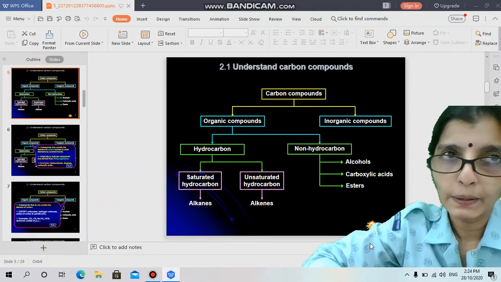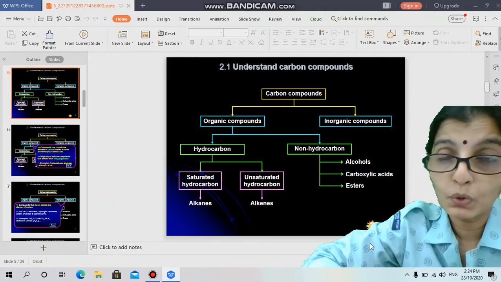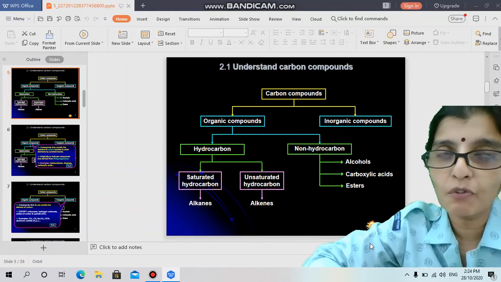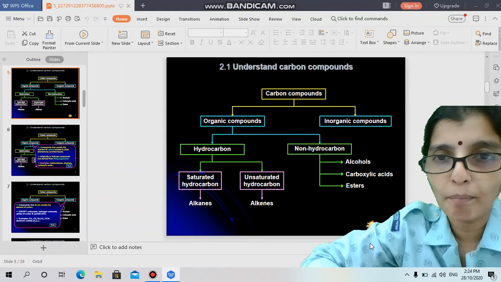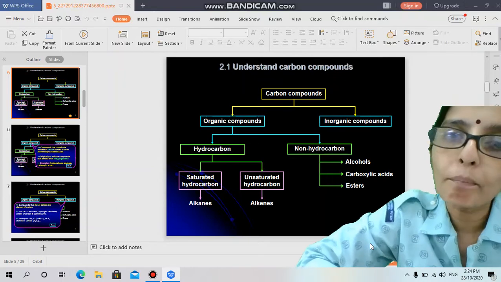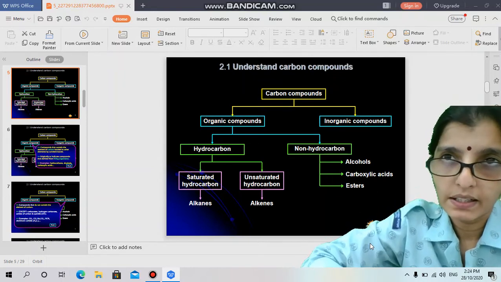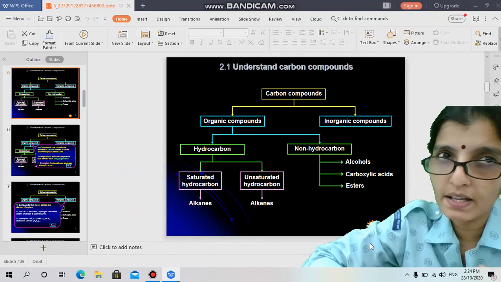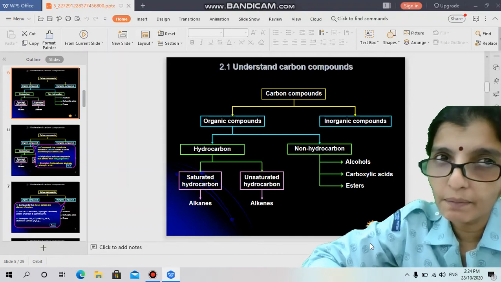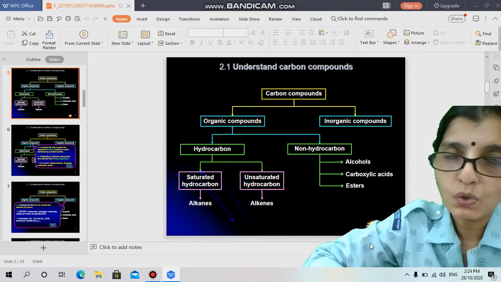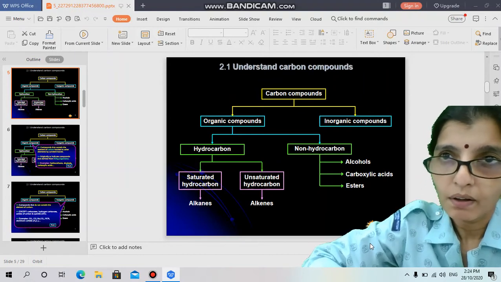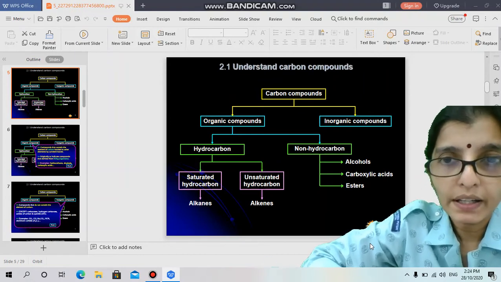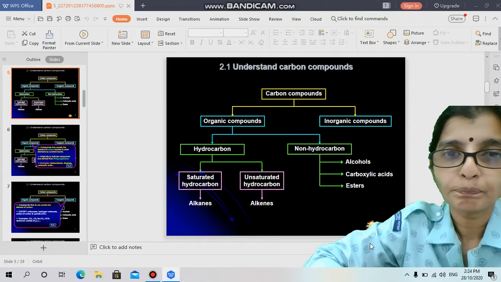Glucose. All these are examples of organic carbon compounds. Inorganic carbon compounds, examples will be carbon dioxide gas, calcium carbonate, sodium carbonate. All these are examples of inorganic carbon compounds.